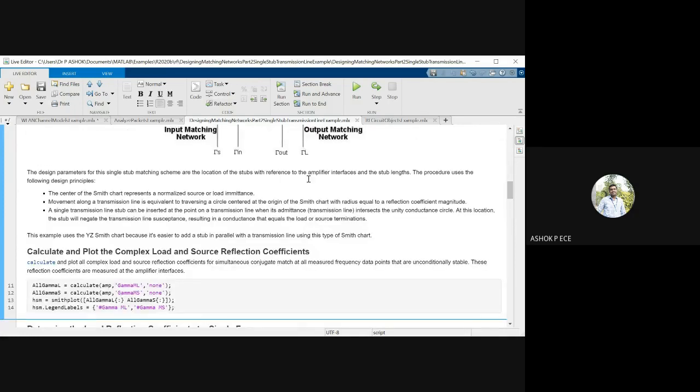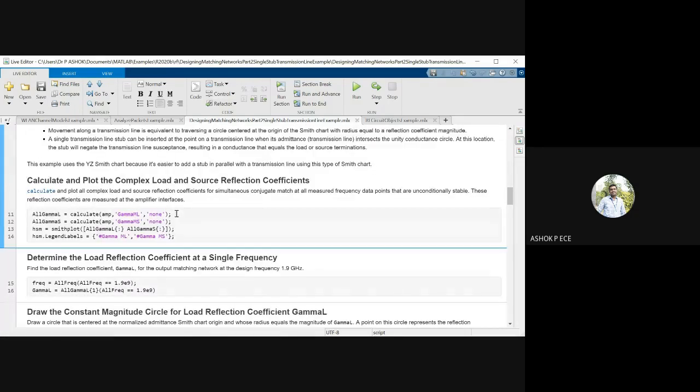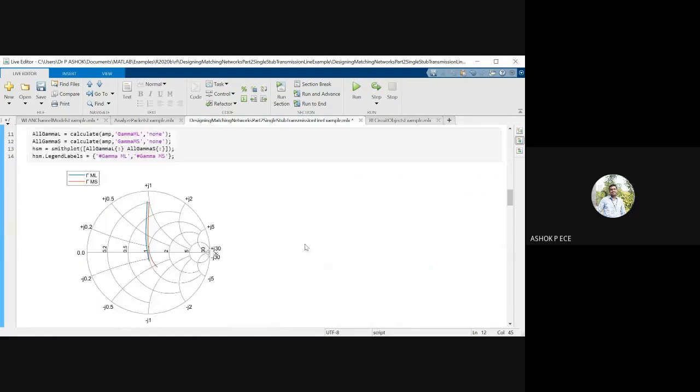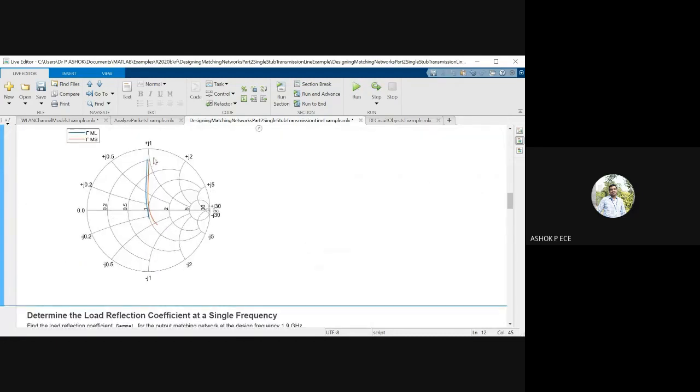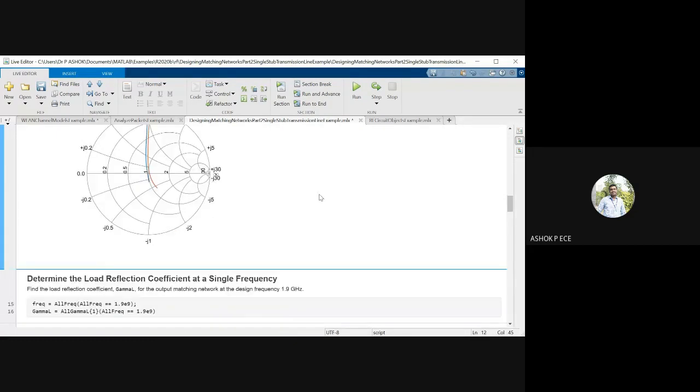So I'm defining all the gammas, calculating gamma L and gamma S of the amplifier, and I'm going to plot that in the Smith chart. Even the Smith chart is available in MATLAB. See here, you will be seeing a beautiful Smith chart after the end of this. You're able to see the beautiful Smith chart which is available inside MATLAB. So it is showing the reflection coefficients of ML and MS. ML is load and MS is source.